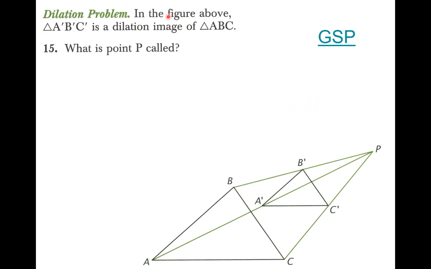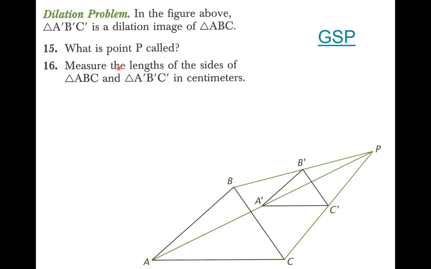Okay, we get into some dilations. So we've got A prime, B prime, C prime is the dilation image. So this is the image of ABC. So it's obviously a little bit smaller. Working on some vocabulary here. They asked you about point P. Now you have to actually measure in your book the lengths of all 6 sides of these. So you'll take some time, measure that out carefully. In centimeters they want. So it looks like if you're watching this before you do it, you're going to get a little assist there.